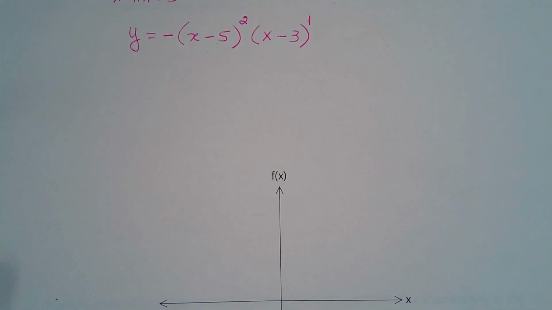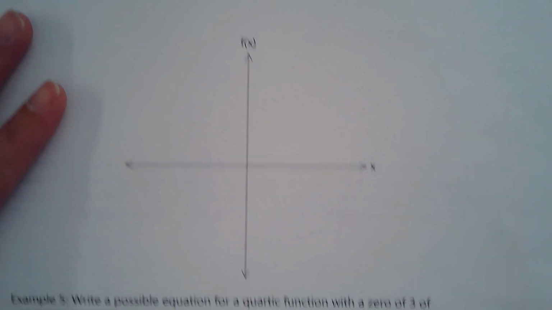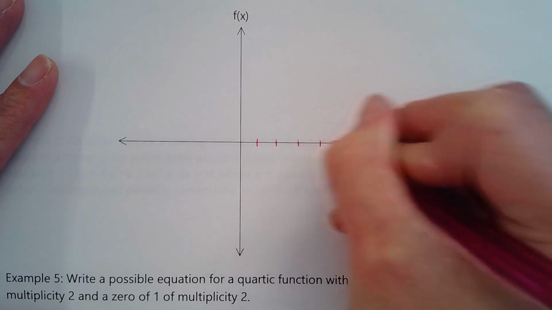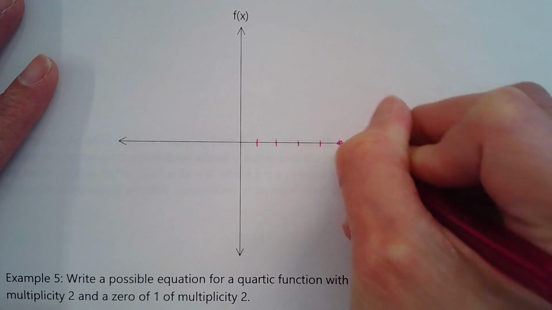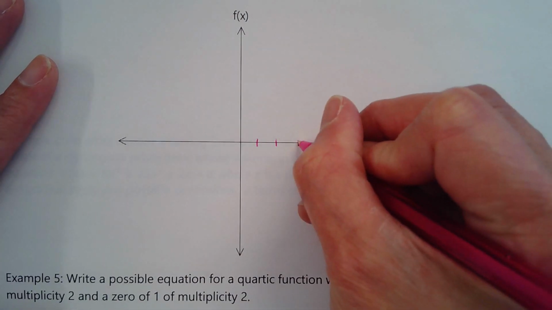Okay, so here's a possible graph. Okay, x-intercept at 5, so 1, 2, 3, 4, 5. And then an x-intercept at 3, right there.